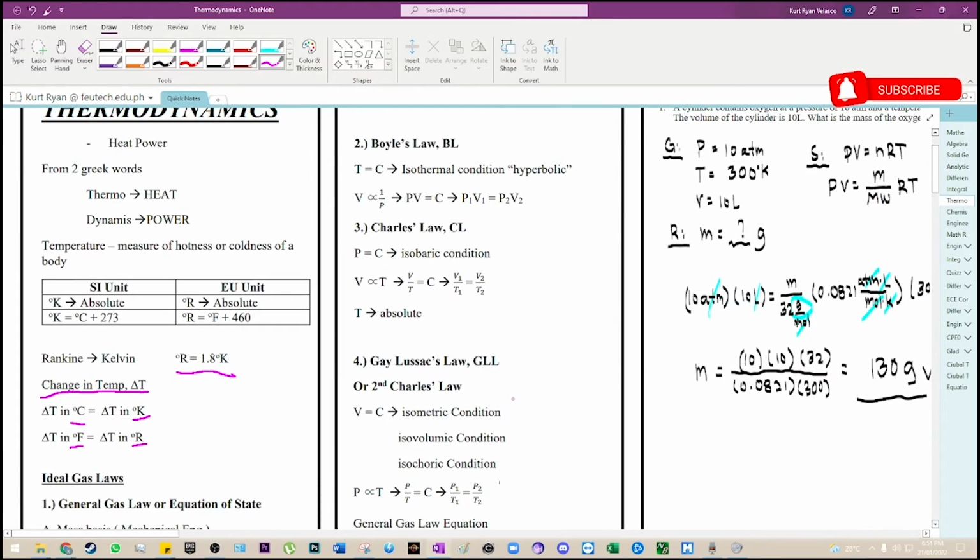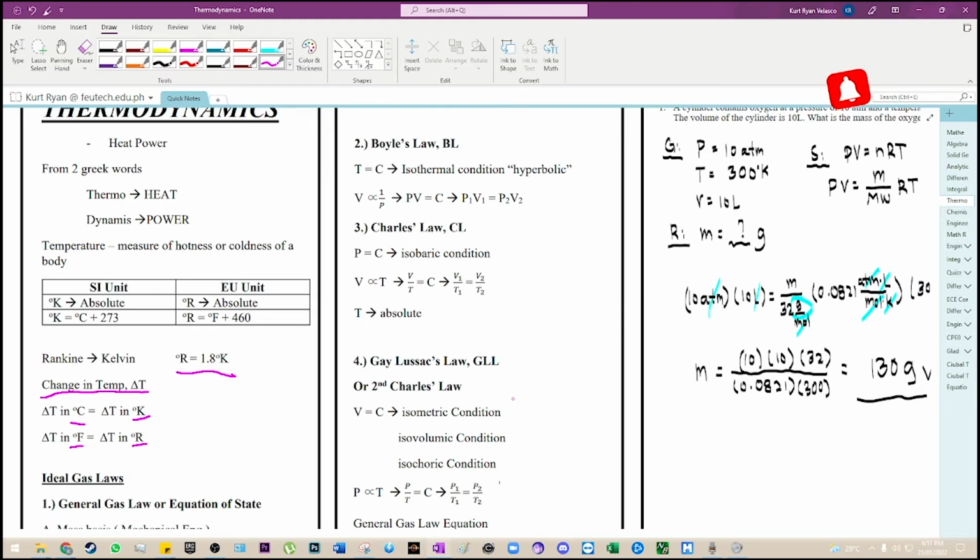Next, number two, which is Boyle's law. For Boyle's law, this is the isothermal condition or hyperbolic. What happens here is the temperature is constant, of course. So T is equal to C. Temperature is constant. Therefore, the temperature remains the same.